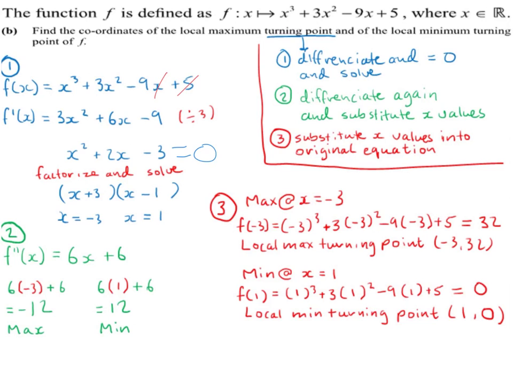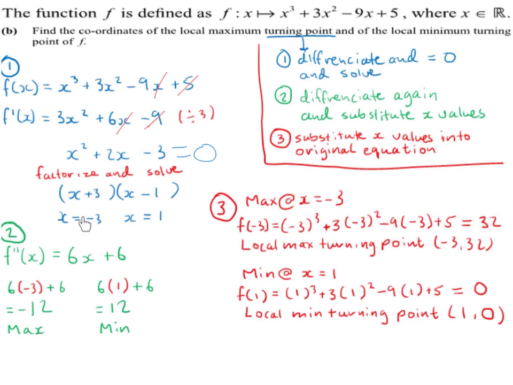To differentiate 6x, we just literally cross off the x and bring down the 6. And to differentiate minus 9, well, it's a constant, so it can't be differentiated, so we just cancel it out. So the derivative of 3x squared plus 6x minus 9 is 6x plus 6. So this is the second derivative of our original function. So we've differentiated twice. So step 2 said differentiate again, which we did, and substitute in the x values.